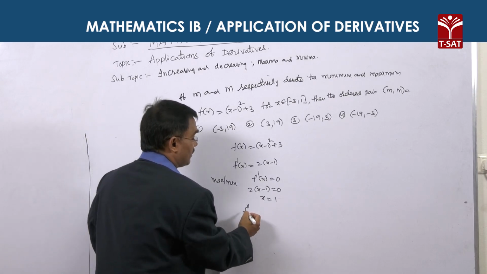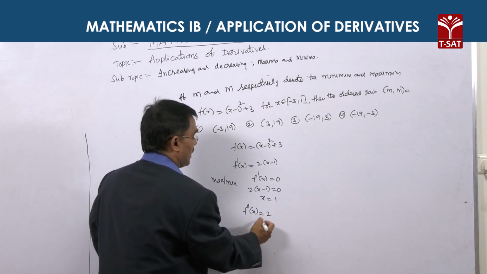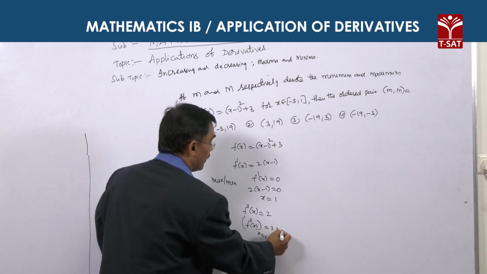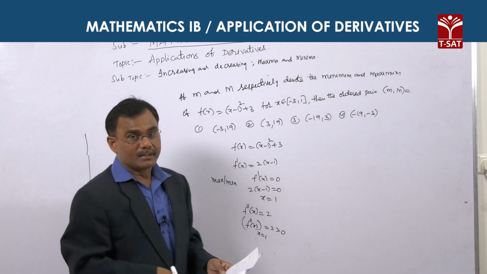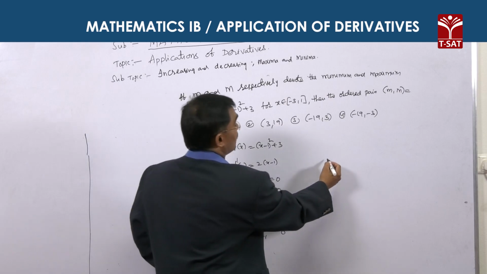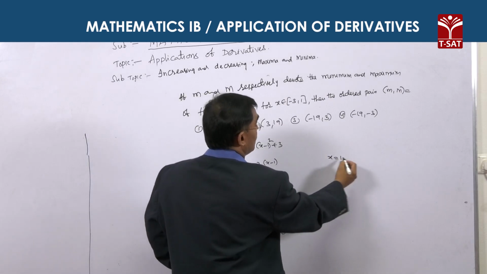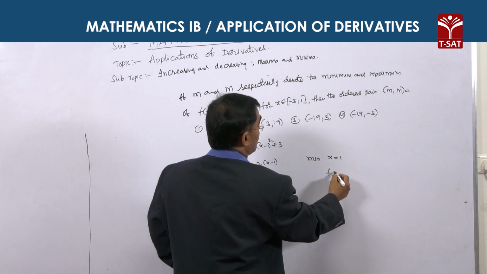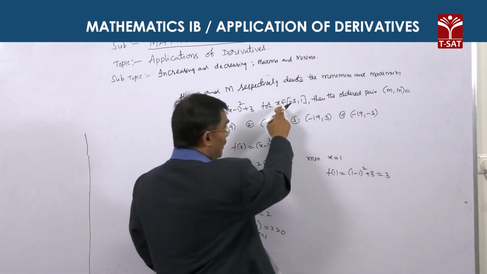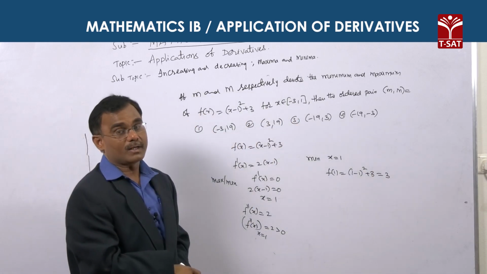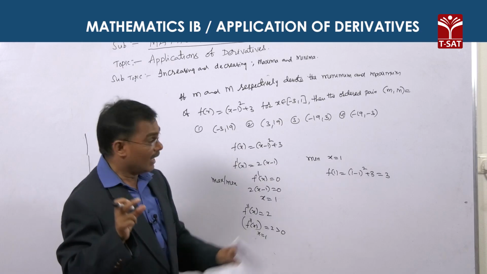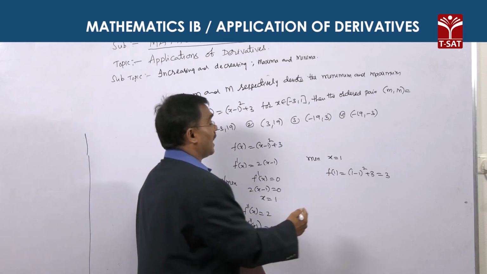Next we decide maximum or minimum by finding the second derivative. The value is 2. F double dash x at x equal to 1 is also 2, positive. Second derivative is positive at x equal to 1, which implies the function has a minimum value at x equal to 1. Therefore f of 1 is equal to 1 minus 1 whole square plus 3, the value is 3. And the function is defined on minus 3 comma 1. So the function has extreme values, maximum or minimum, at the end points also. At 1 is minimum.